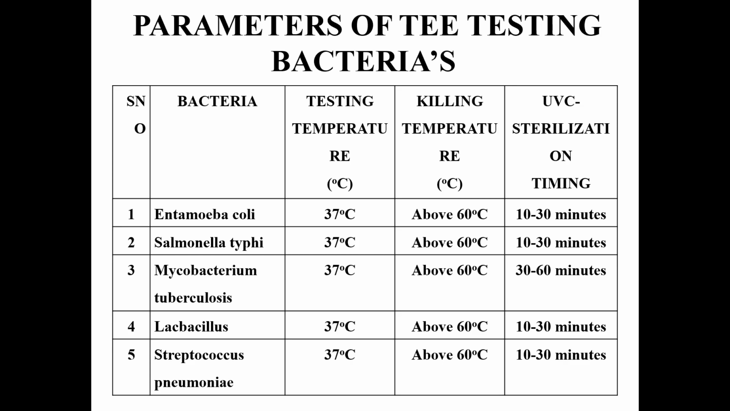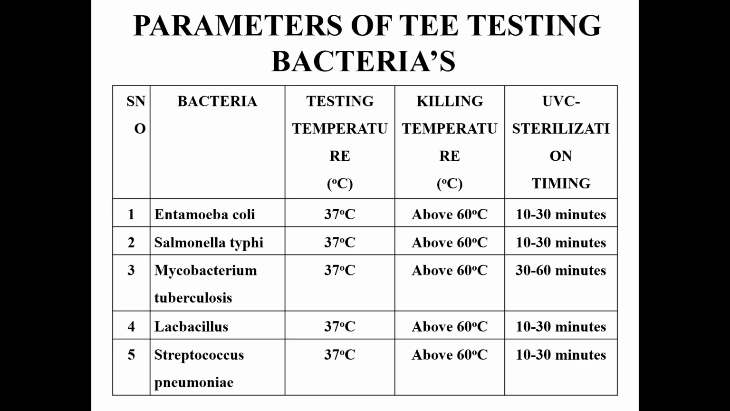So these are the parameters of my bacteria for testing. The first bacterium is Escherichia coli, also known as E. coli, and the testing temperature is 37 degrees. The killing temperature is above 60 degrees, and for UVC sterilization it should be maintained above 60 degrees within a time duration of 10 to 30 minutes.